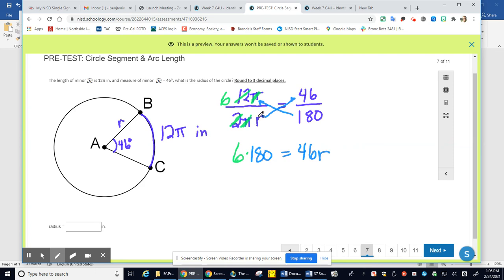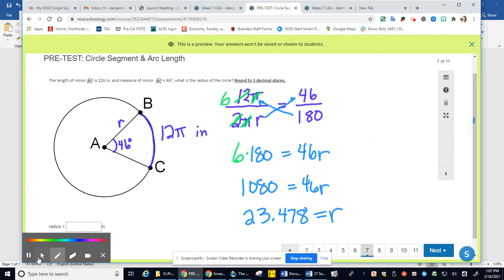So 6 times 180 is 1080. So when I divide 1080 by 46, I get a radius of 23.478 as my radius. Okay, so we're trying to solve this equation for r by doing a little bit of simplifying first. Let's see what else we have on here.